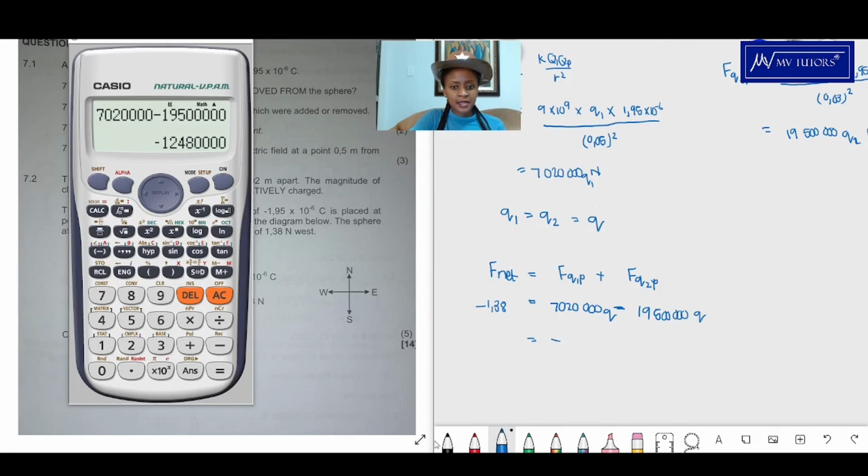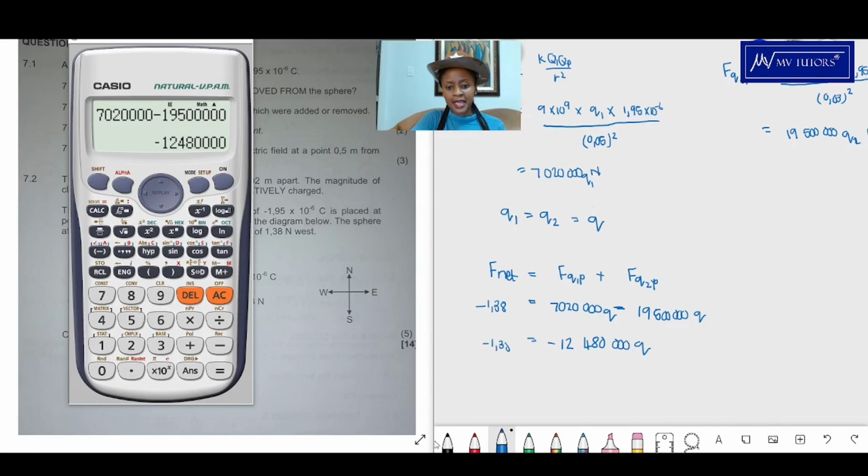Okay, so it's negative 1,248,000. No, 12 million. Yo, guys, what's happening with me today? I'm now pulling a Jacob Zuma on you guys. Negative 12,480,000. Okay, and that's still Q.